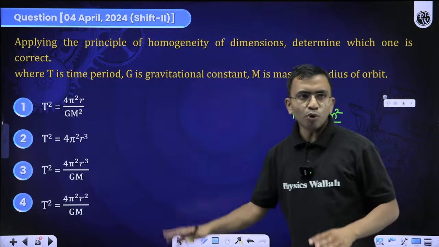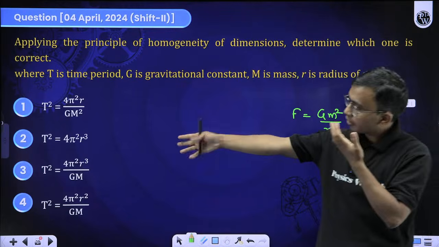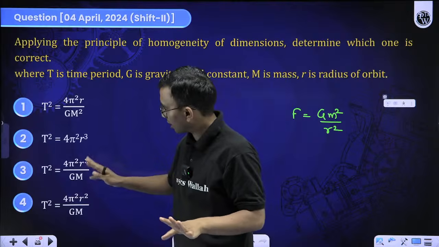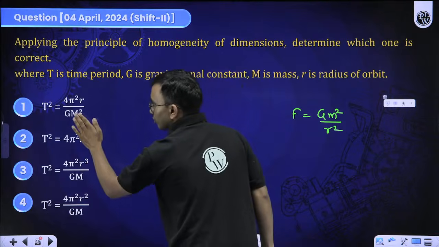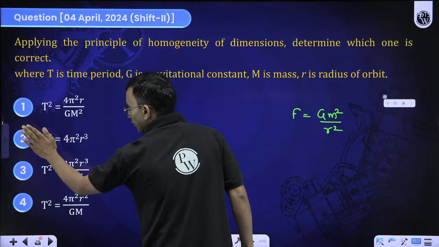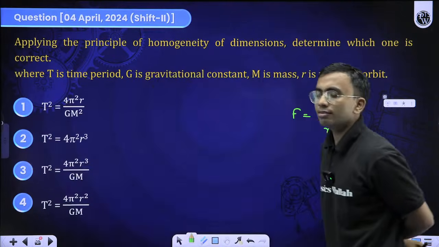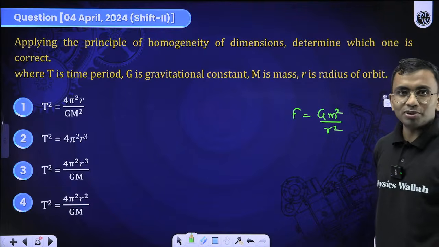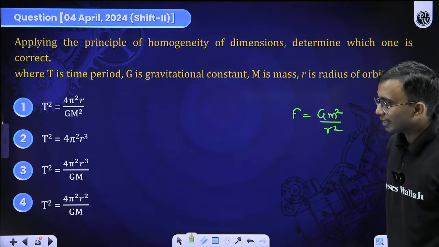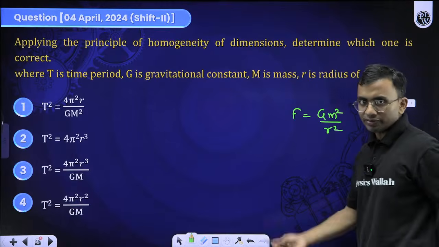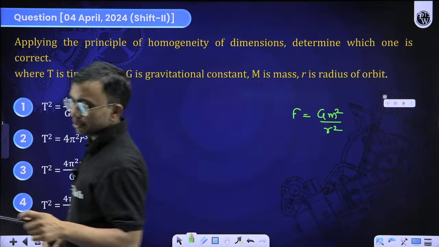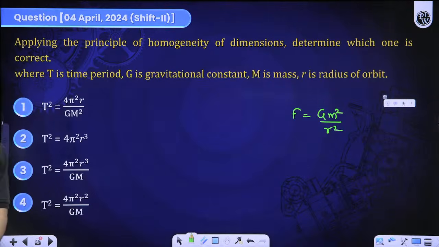Then check which relation satisfies that the dimension of the left side is equal to the dimension of the right side. 4 and pi square, they are dimensionless. You can remove 4 and pi square. Other constants, you put the dimensions, check on the left side, check on the right side. If they satisfy the condition of the principle of homogeneity, you will say that is correct, otherwise that is incorrect. So give it a try from your side. Take 1 minute.